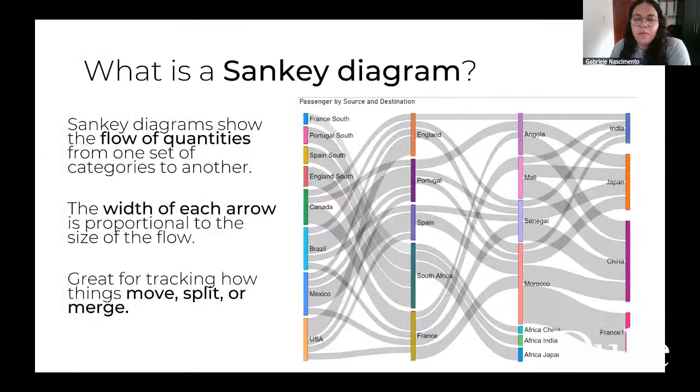So first of all, what is a Sankey diagram? Sankey diagrams show the flow of quantities from one set of categories to another. The width of each arrow is proportional to the size of the flow and is great for tracking how things move, split or merge. So if you've never seen one before, this is what it looks like. I will explain a little bit later. But basically, this is like a flow chart, but with weight.